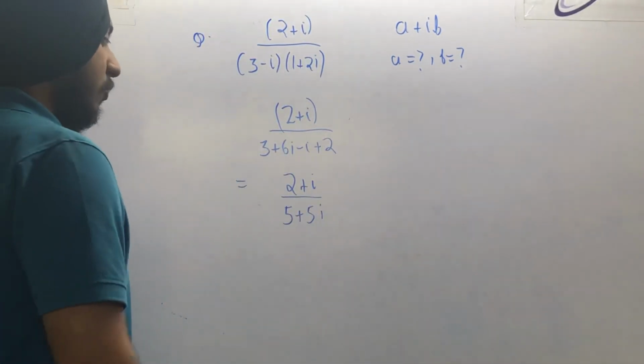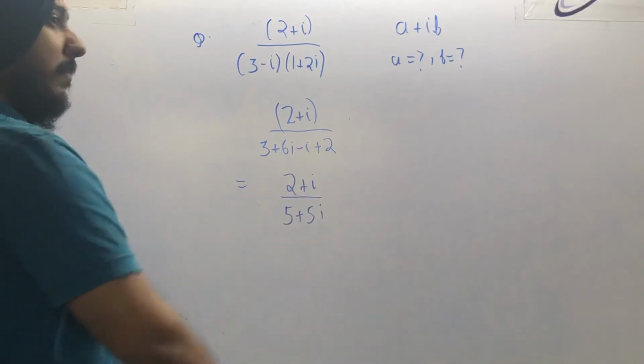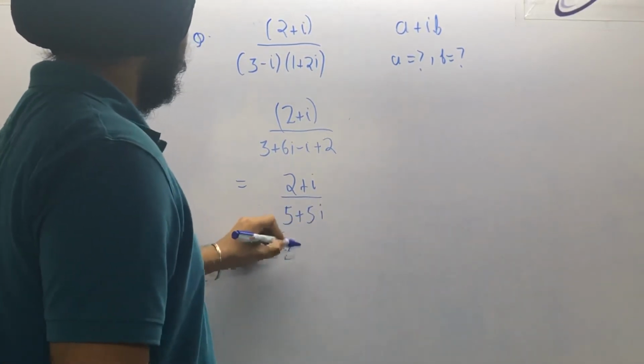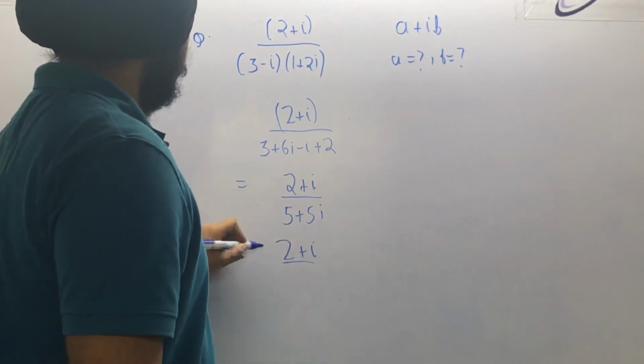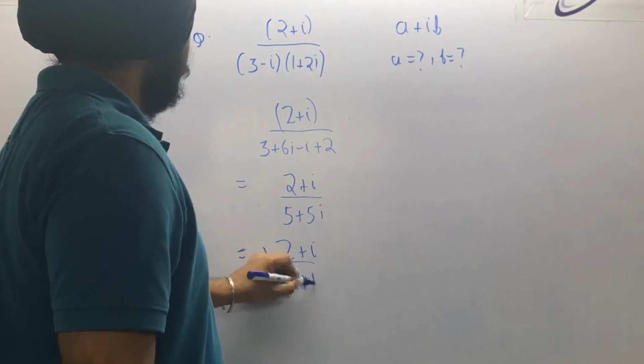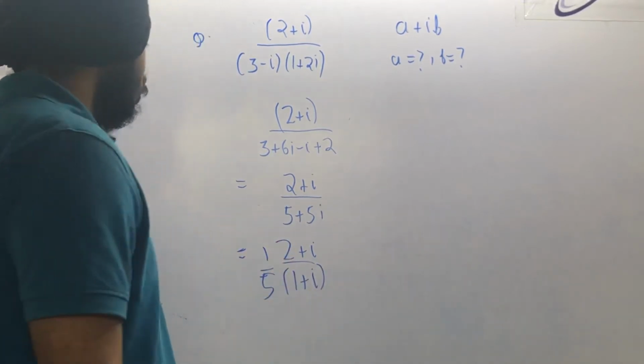Now you can just take the conjugate of this and multiply numerator and denominator. Before doing that, you can take out 5 common. It will make your calculation easy because 5 is coming common from this. So this is 1 plus iota. Okay, now solve this.